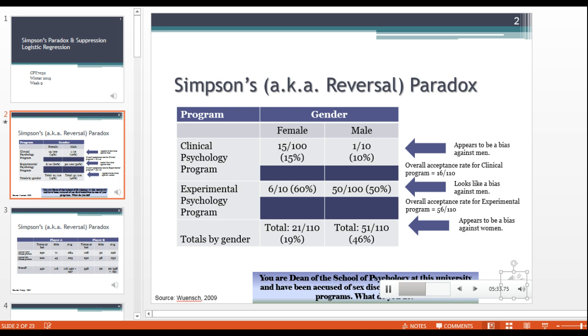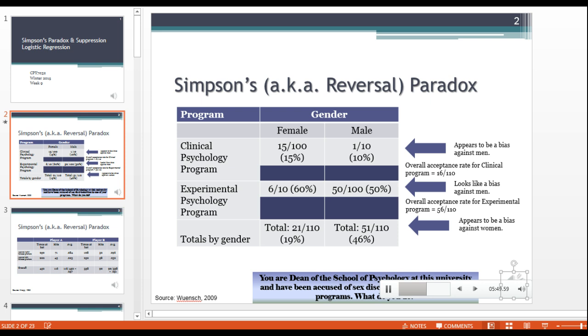And what this is doing is weighting the results in a way in which the clinical program acceptance rate for women has this unduly large influence over the overall selection rate, the 19%. So this is biased downward. For men, it's the opposite.